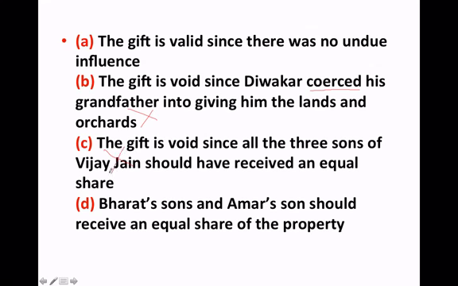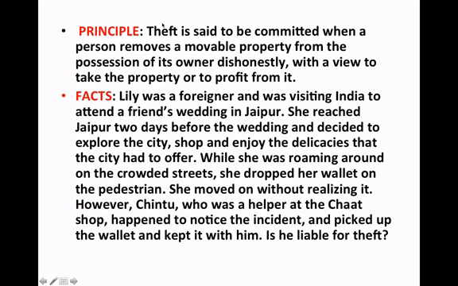The question and the principle nowhere say that the property should be divided equally among sons. So Vijay Jain can distribute his property as he likes. The final option says that Bharat's sons and Amar's son should receive an equal share of the property. Again, we have no principle which says that property should be divided equally. So automatically the first option, which we have already seen is correct, is the most correct answer, and so the gift is valid and Divakar can enjoy all the property and all the orchards.